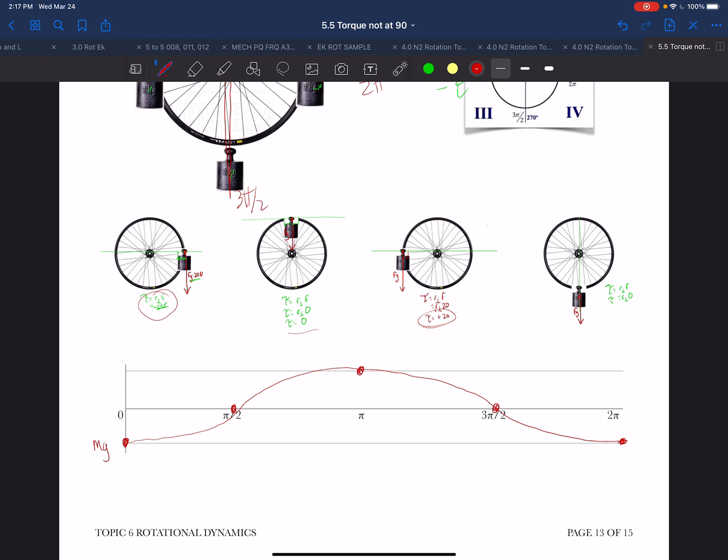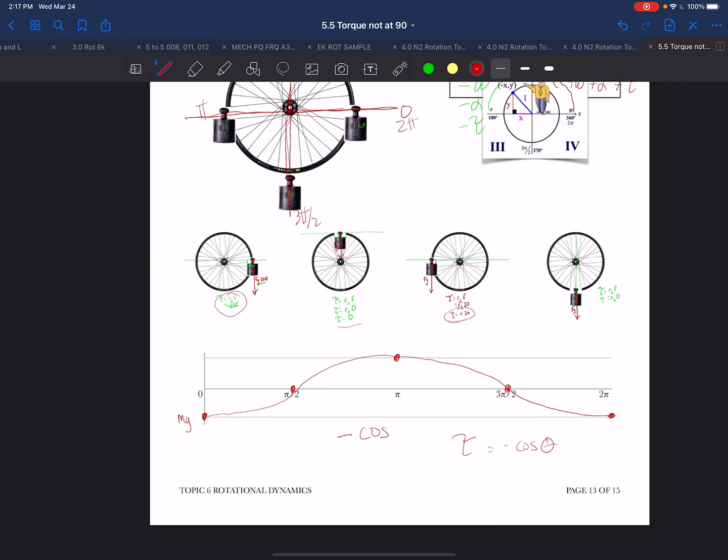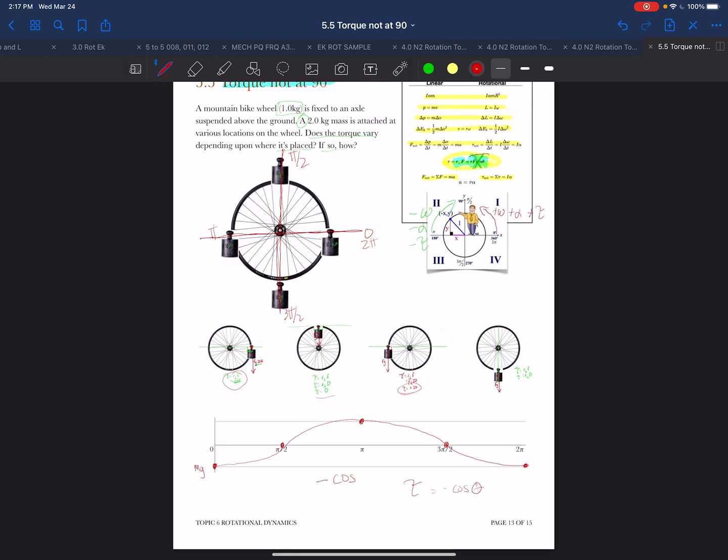Now, when we look at this, we might say, oh, it looks like a cosine, but it's actually a negative cosine. So in this case, the torque is related to the negative cosine of theta. And that's why I say it's not a good idea to just rely on this, because in this case, the torque really isn't related to the sine. It's related to the cosine. So we now have mapped this out.